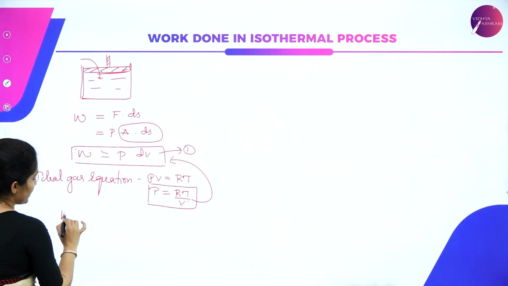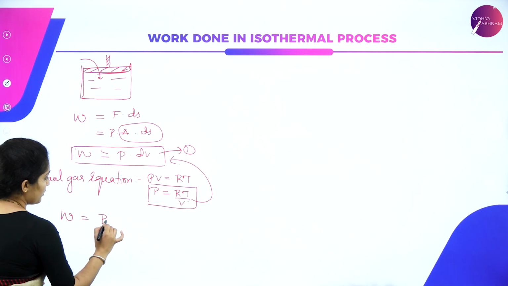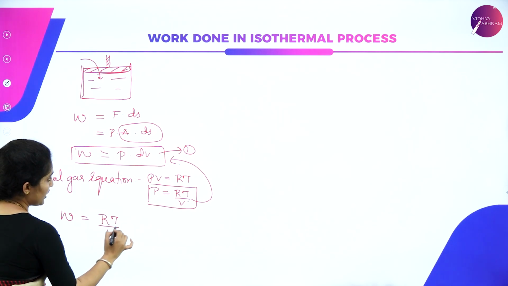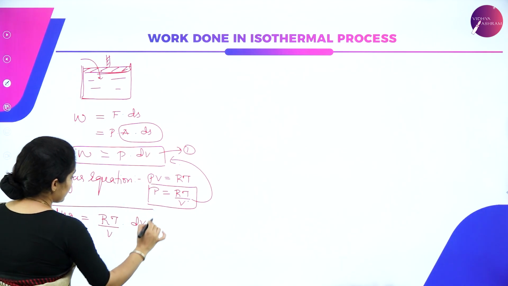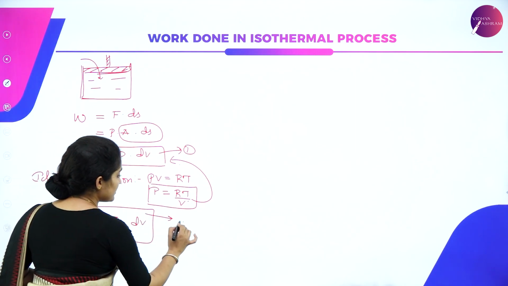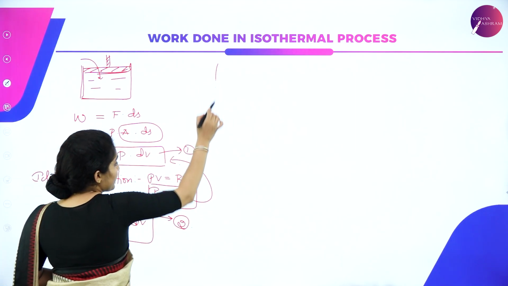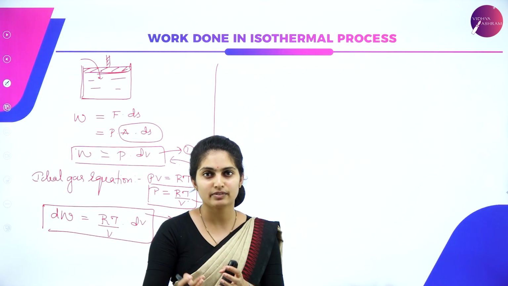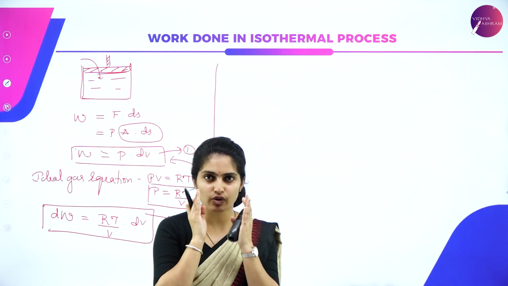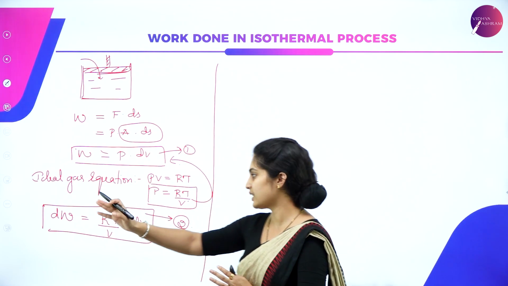So we have dW is equal to RT divided by V into dV, and since this is a small change in work done, we give it in this form. Let us consider this as equation 2. This is just for 1 mole of a gas, for one single instance, so we take this concept.